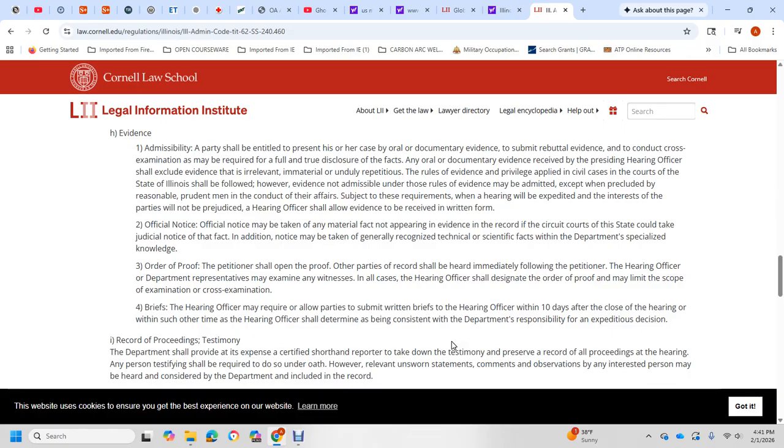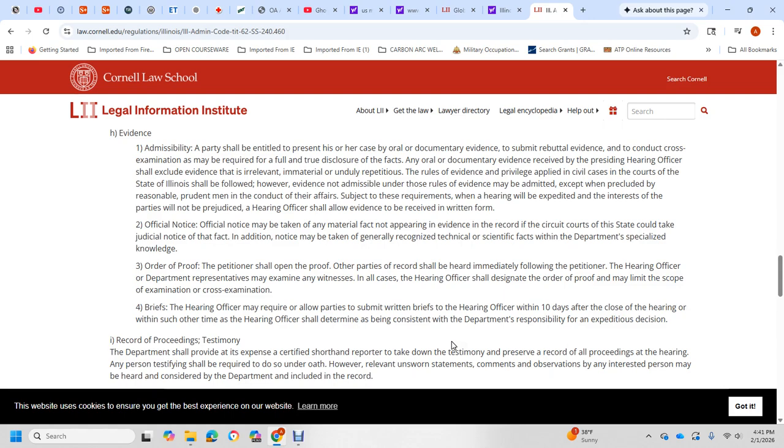Official notice. Official notice is permitted to be taken of material facts not appearing in the evidence of the record, as the circuit court of the state could take judicial notice of a fact. In addition, notice may be taken of generalized, recognized technical or scientific facts within the department's specialized knowledge. Order of proof: the petitioner shall open the proof, and the other parties of record shall follow.